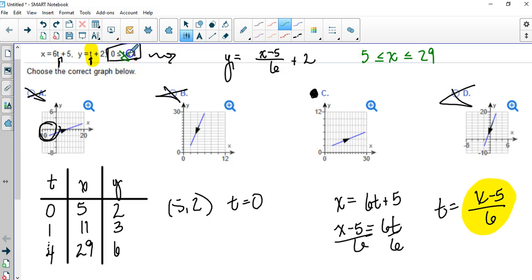So that way I'm not talking about t anymore, right? Because I don't have a t to plug in anything over here, right? And I would have to plug in for x. That's it. That's how you deal with parametrics.